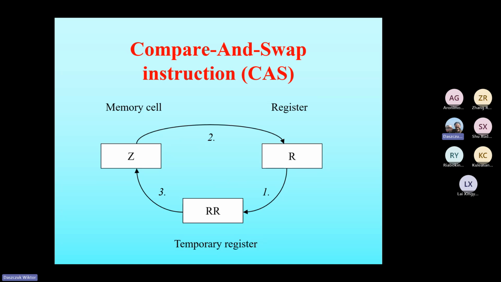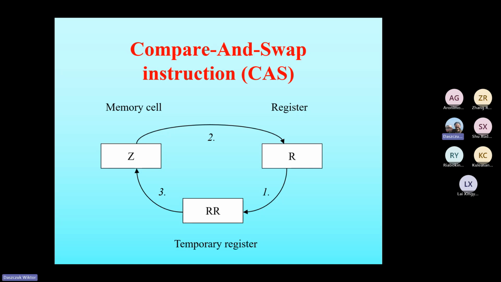In Intel processors, we have another version of this instruction. It is called compare and swap. Not test and set, but compare and swap. Why swap? Technically, it is performed in such a way. A register value is moved to the temporary register.